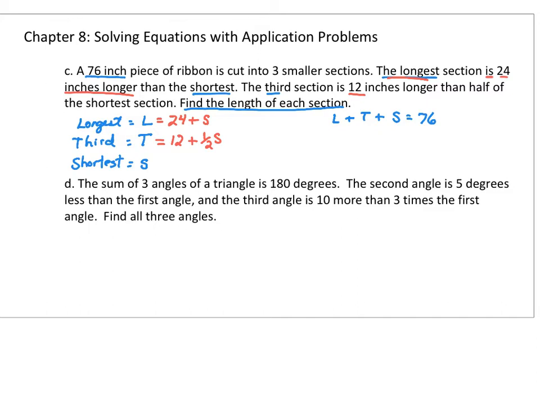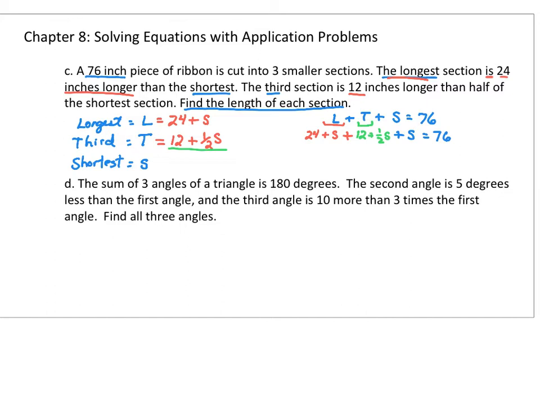So now we're going to go to our equation and put, in place of this L right here, we're putting 24 plus S. Substitution, 24 plus S. Plus, we can change colors there. The T, in place of this T, we're putting 12 plus 1/2 S. Then we also still have plus S and equals 76. So you have to remember to write the rest of the equation. And then all you have to do is combine like terms and solve your equation.